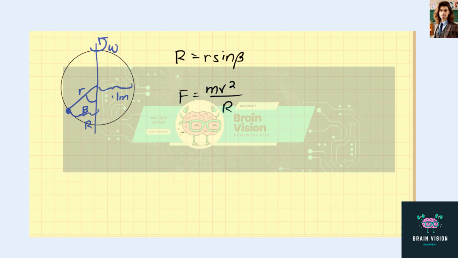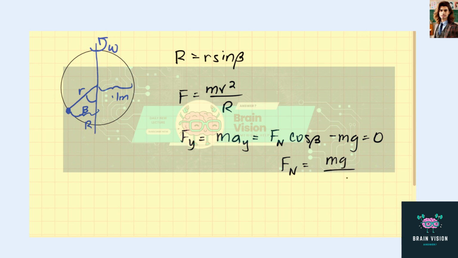So by Newton's second law, the force in the y direction is mass times the acceleration in the y direction, which is the normal force cosine of beta minus the weight, and it's equal to 0 because there's no acceleration in the y direction. So this gives us Fn is equal to mg over cosine of beta.